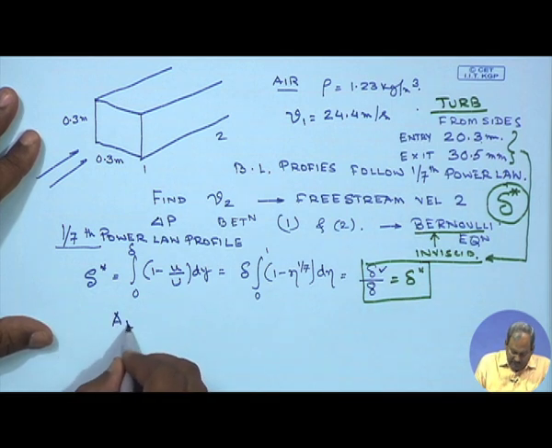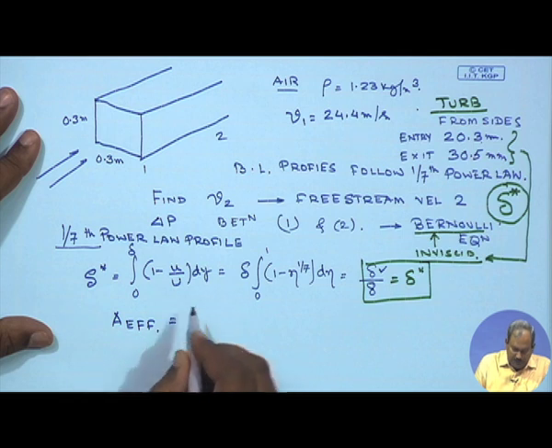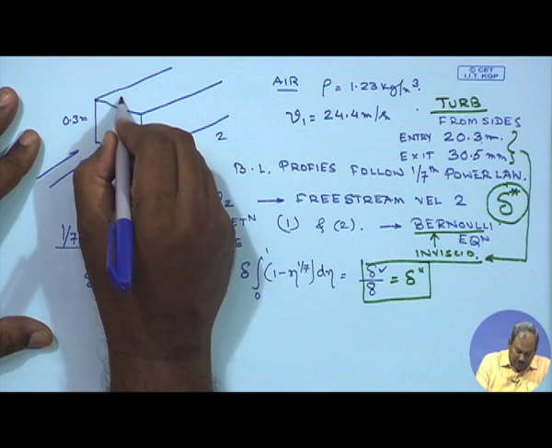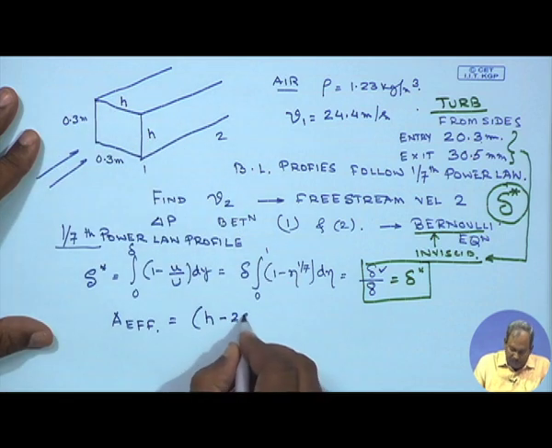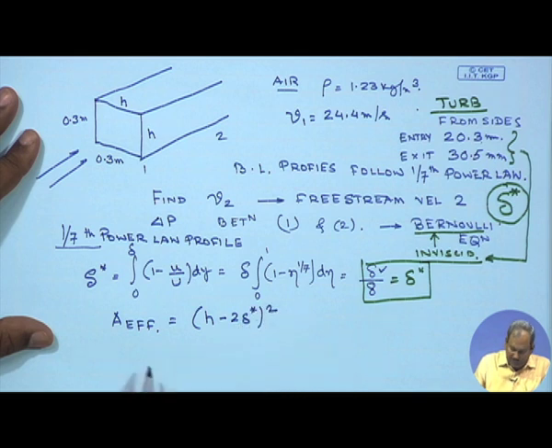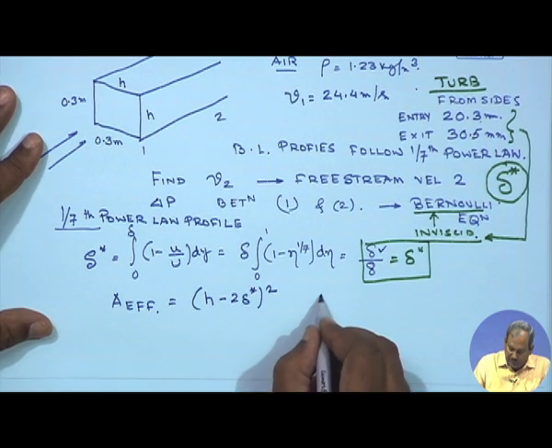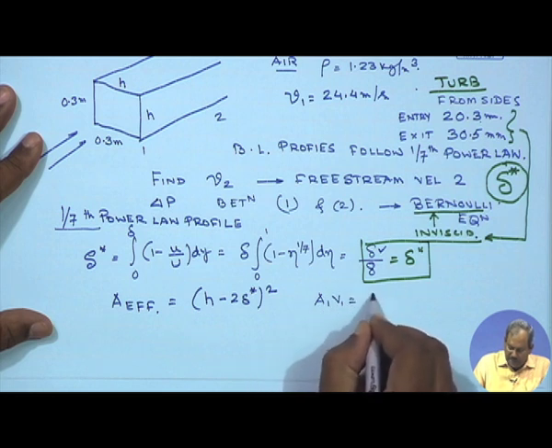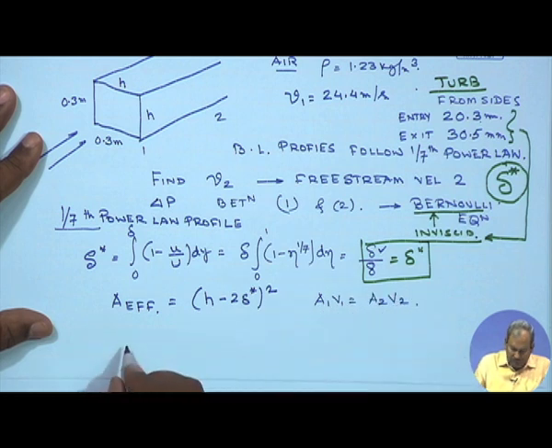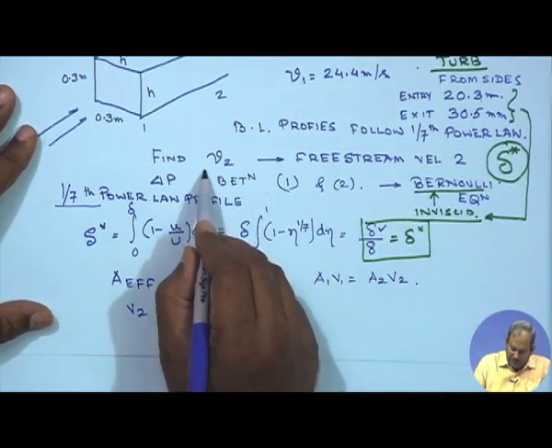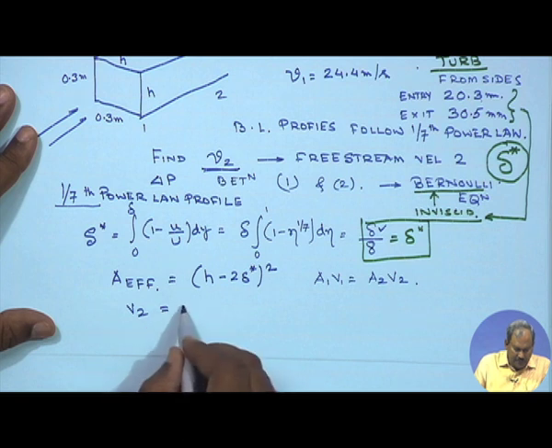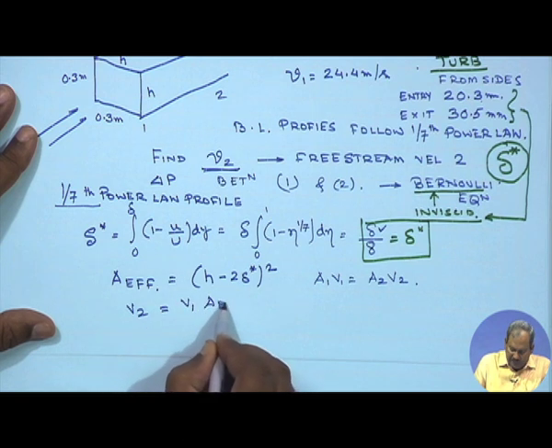So, A effective, as I explained, is simply going to be whatever be the size of this duct minus 2 delta star, whole square. So, if you use the equation of continuity, A1 V1 is equal to A2 V2. The first thing that you have to find out is V2. V2 would simply be equal to V1 times A1 effective by A2 effective.